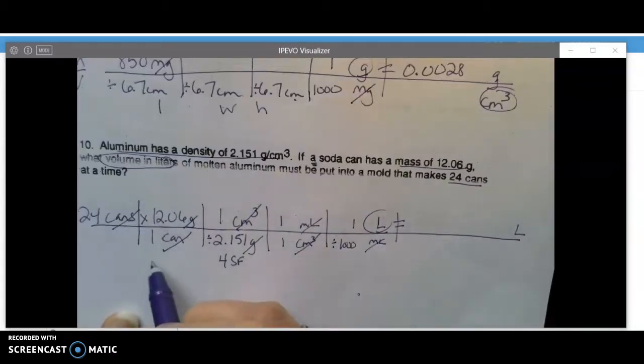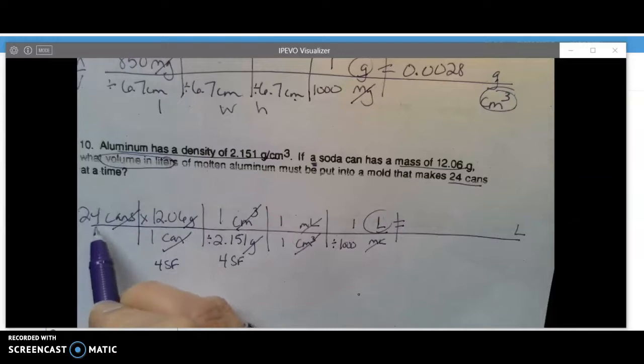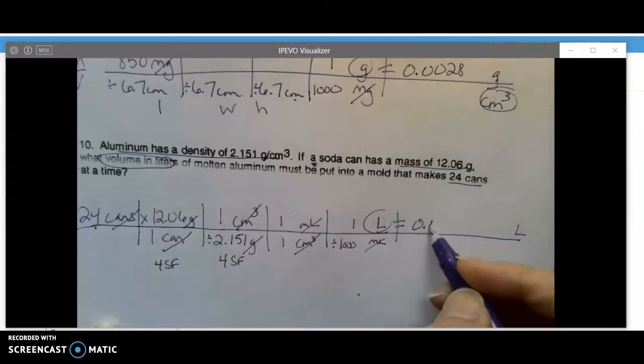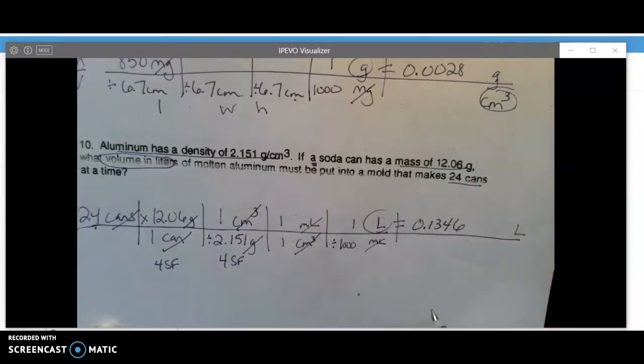For sig figs, I only have to check these two numbers. So these are the two that come from measurements. 24 is considered a counted number. I can't have 24.0625 cans. I can only have 24 cans or 25 cans. So that's not considered sig figs. And when you multiply that all out, that answer is 0.1346 liters.